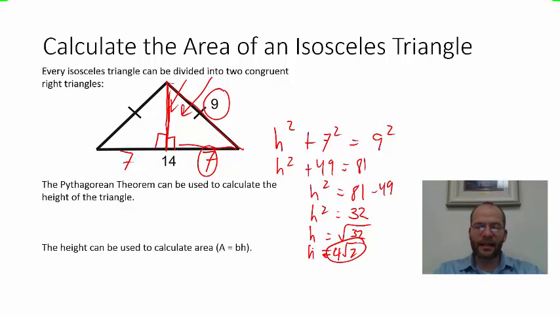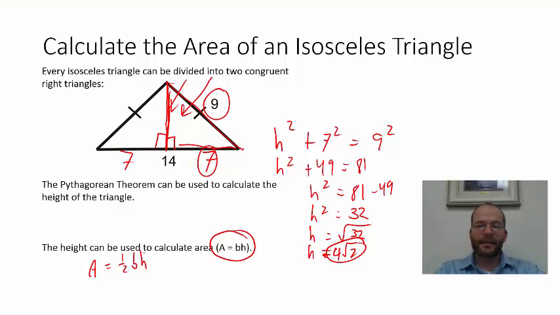Once we know the height, we can calculate the area. You'll notice this formula here in parentheses says area equals base times height. Now this is very dangerous. Please pay attention. That is not the formula for the area of a triangle. The formula for the area of a triangle is area equals 1/2 base times height.